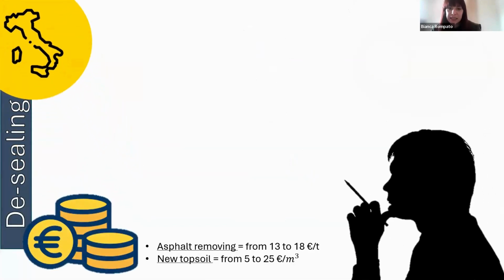About desealing in the Italian context, desealing is a very expensive action, and the price of disposing of the removed asphalt ranges from 13 to 18 euros per ton, to which the cost of workforce must be added. Furthermore, when the asphalt is removed, new topsoil is generally added, the cost of which ranges from 5 to 25 euros per cubic meter. And in this case too, the cost of workforce must be added.